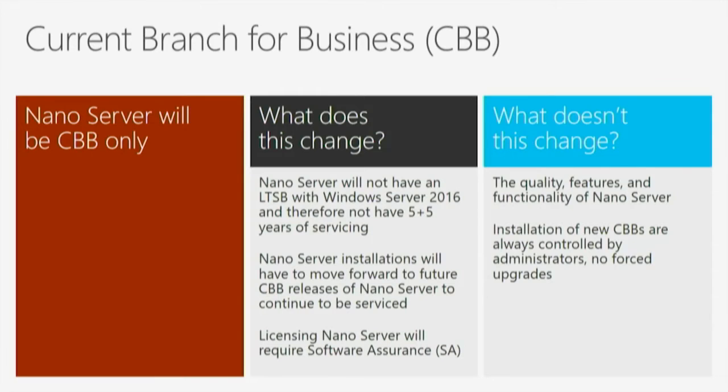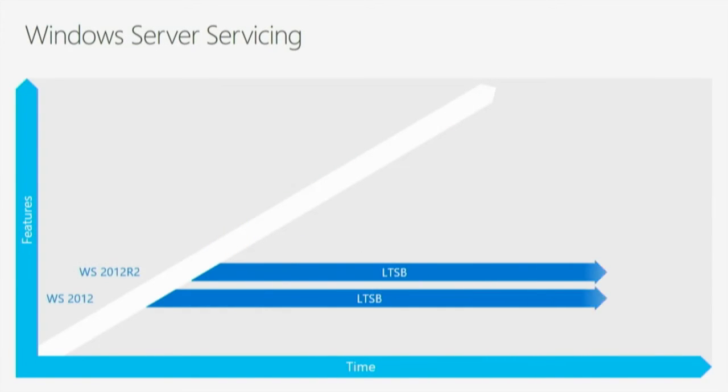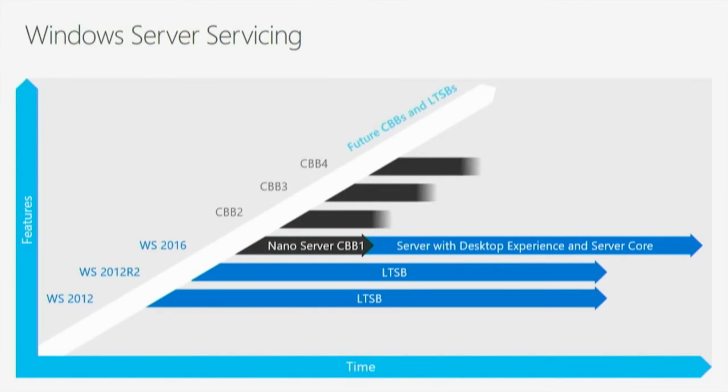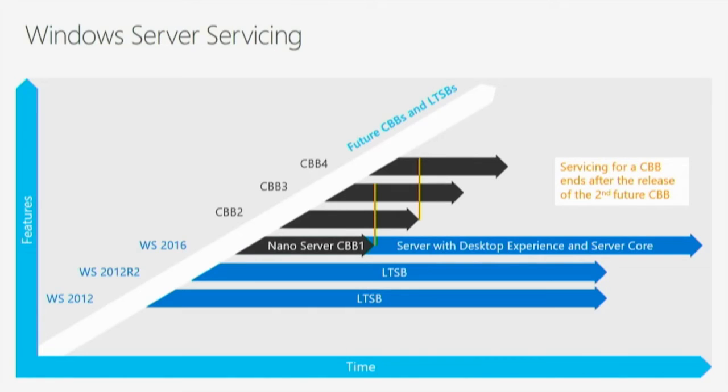So what does this mean? From a servicing and release point of view, while Windows Server Core and Windows Server 2012 have the 5 plus 5 support, with Nano Server we are going to be releasing a new version of Nano Server about every year, and we will support N-2. So there is an expectation that if you're on Nano Server, you're going to be upgrading.